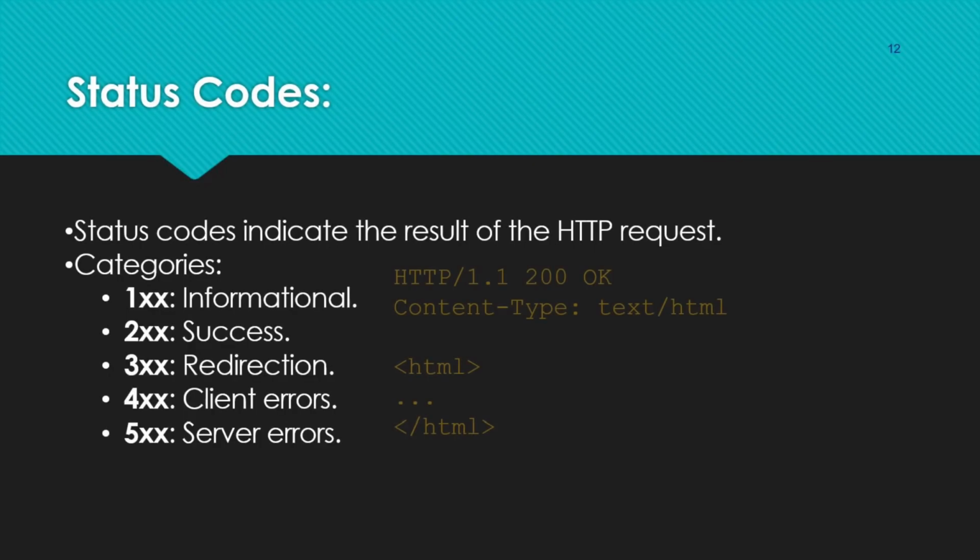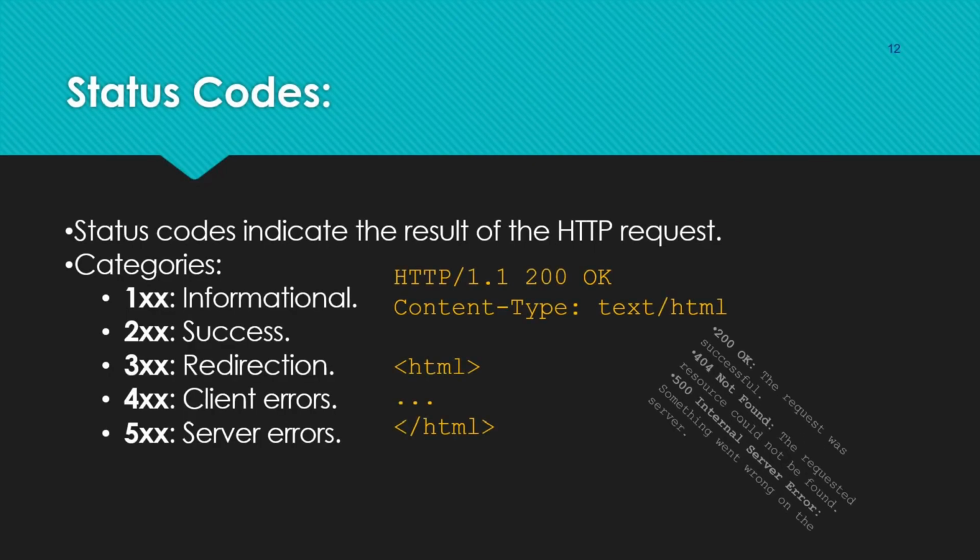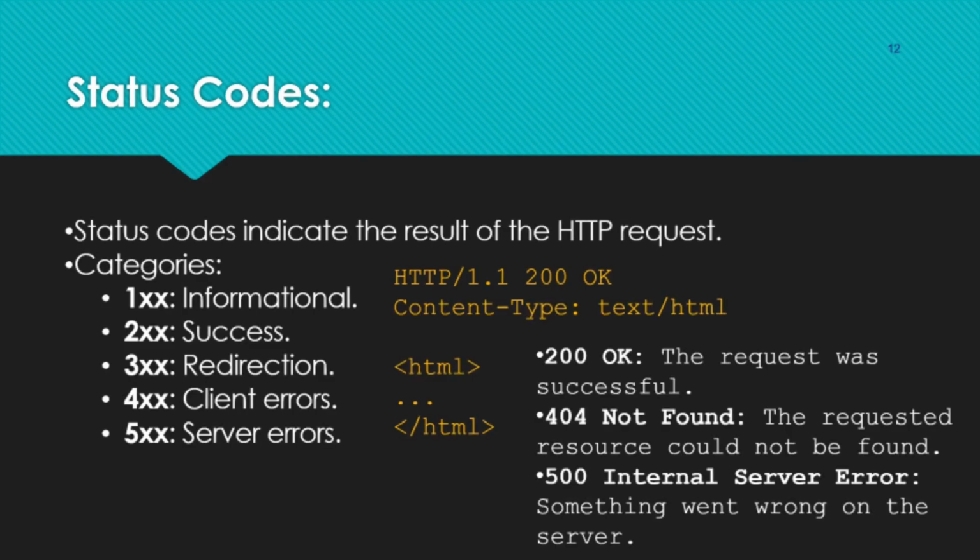Now we will see an example of an HTTP 200 status code. 200 OK status code means that the request was successful. 404 not found means that the requested resource could not be found. 500 internal server error means something went wrong on the server side.